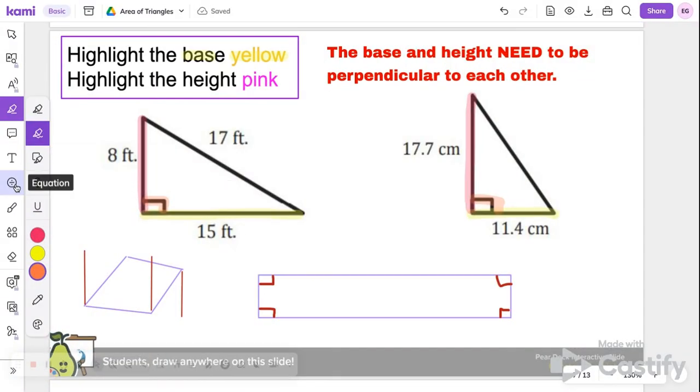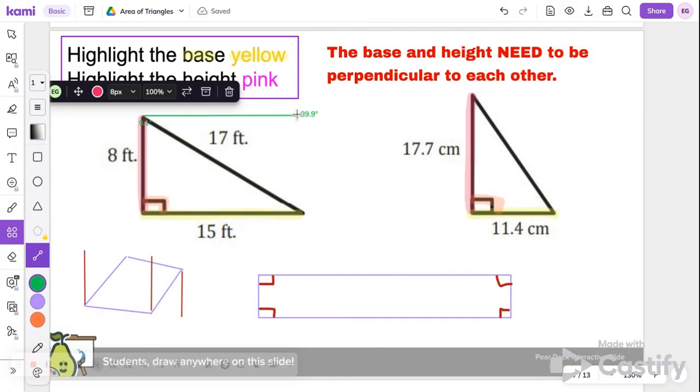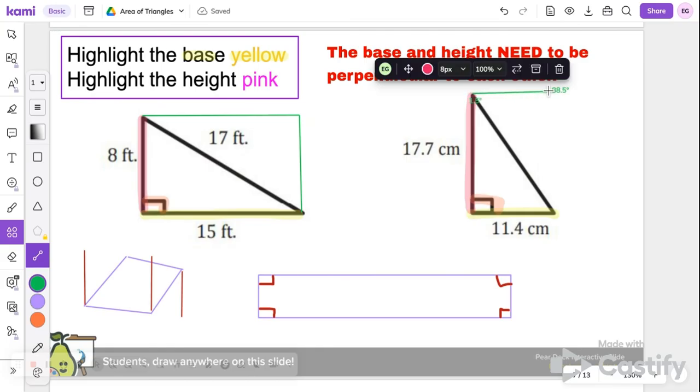I'm also going to use this slide to show you that both of these triangles, any triangle really, originates from a rectangle. So if I were to go ahead and draw a line from here to here and here to here, you can see I've created a rectangle. And then same over here. If I draw a line here to here and here to here, I have also created a rectangle.